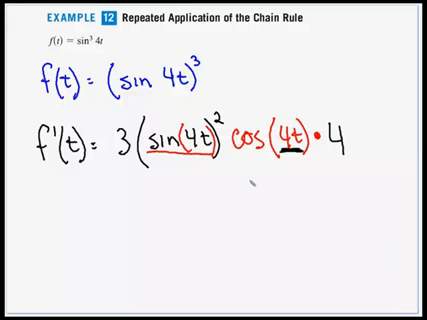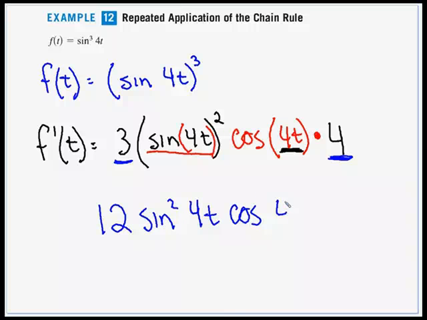So let's see how we can clean this up a little bit. We have a 3 and a 4. We can multiply those and get a 12. And then we have our sine of 4t all squared. We could rewrite that now as sine squared of 4t. And then our cosine of 4t. And there's our final derivative, f prime of t.